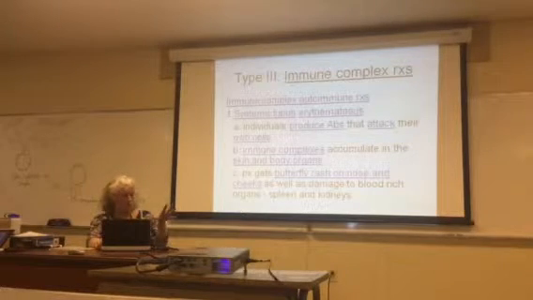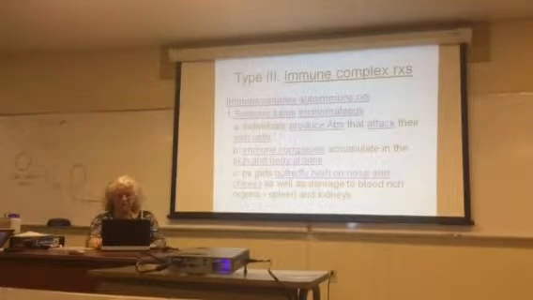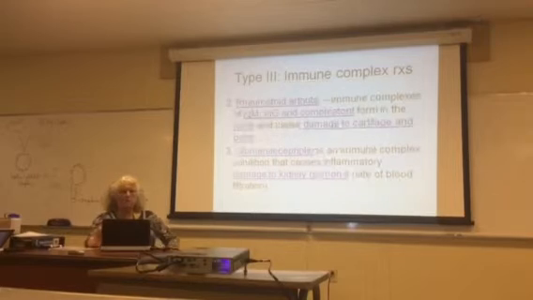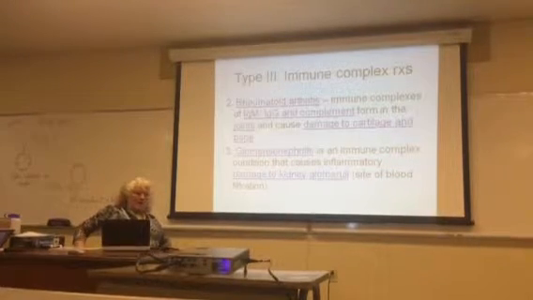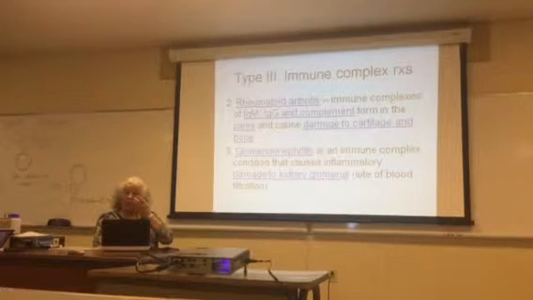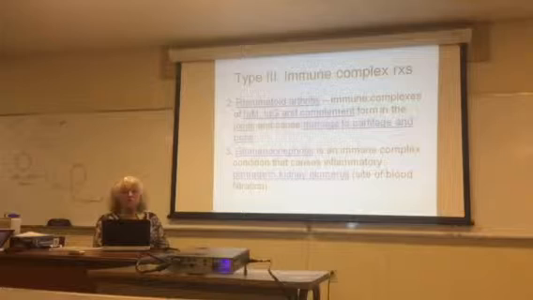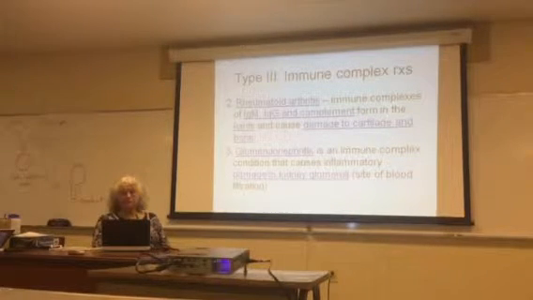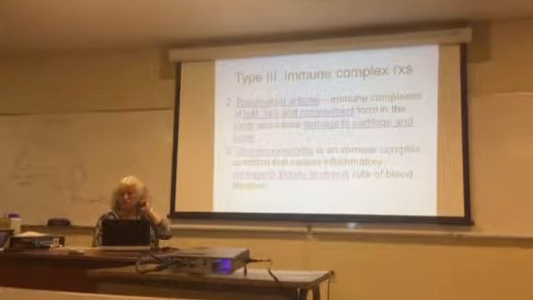So all these first three, you can see, have antibodies that are associated with it. Second one, an example is rheumatoid arthritis. The immune complexes, the antibodies are IgM and IgG, and complement, form in the joints, and then they cause damage to the cartilage and the bone.